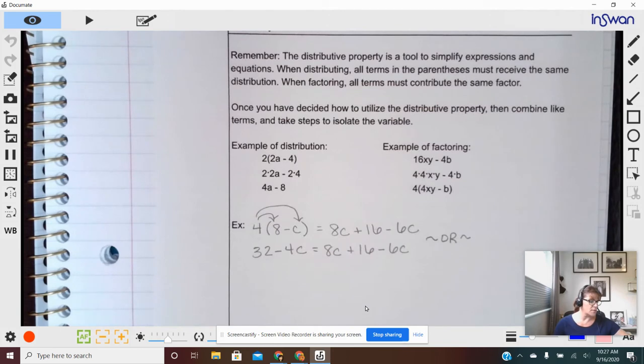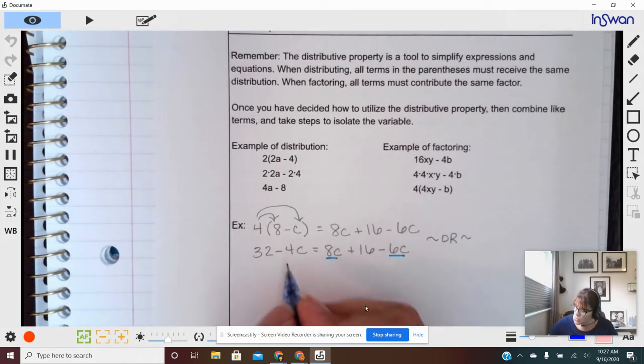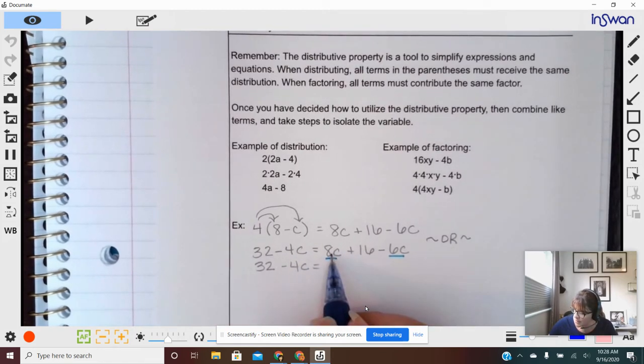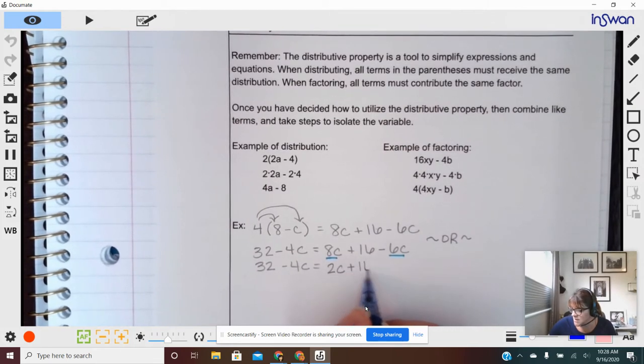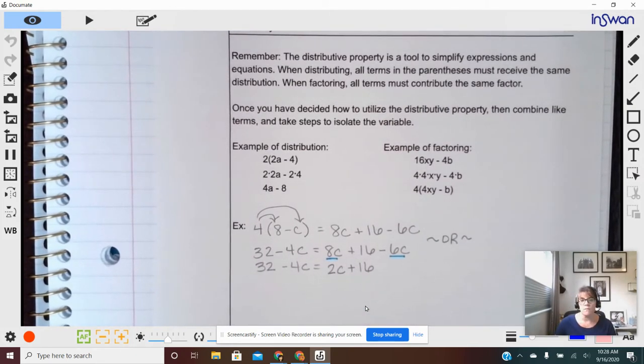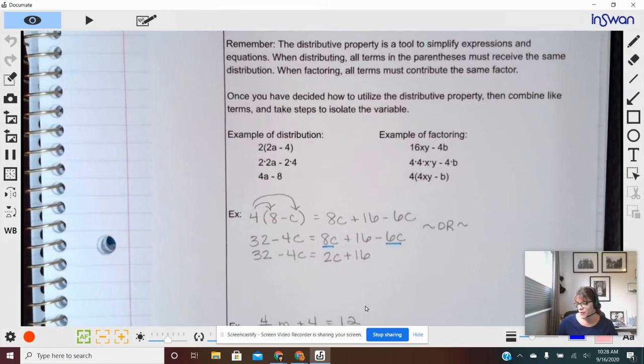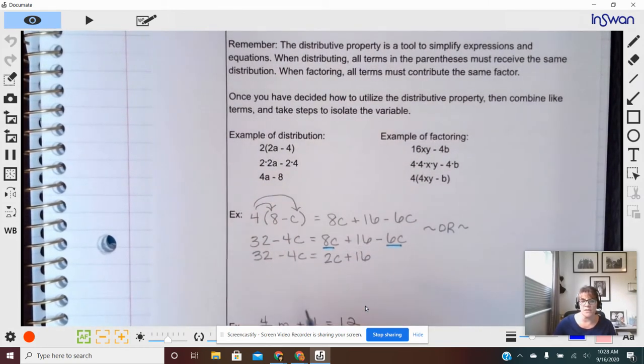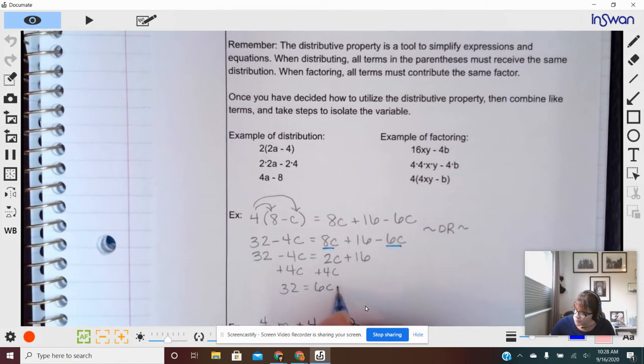Now I notice that I have some like terms. So those can be combined. So now I have 32 minus 4C equals, 8C minus 6C would be 2C plus 16. Now I have a negative with a variable, which isn't the end of the world, but I would like to not have it. So I'm going to add 4C to each side. And I have 32 equals 6C plus 16.